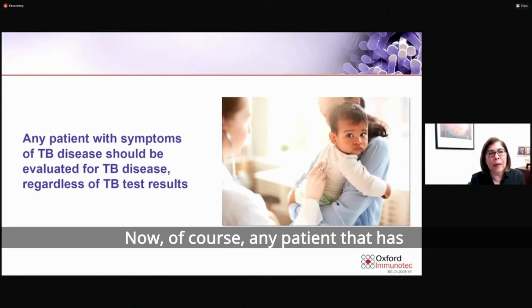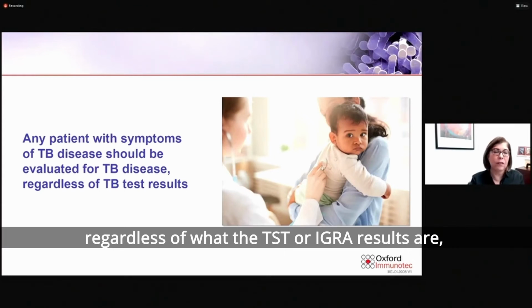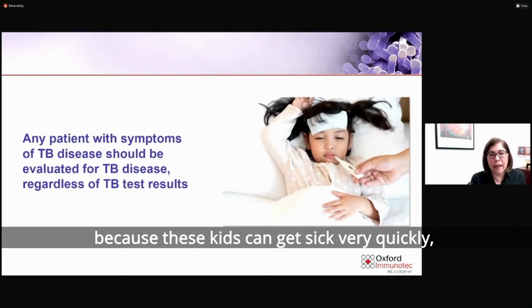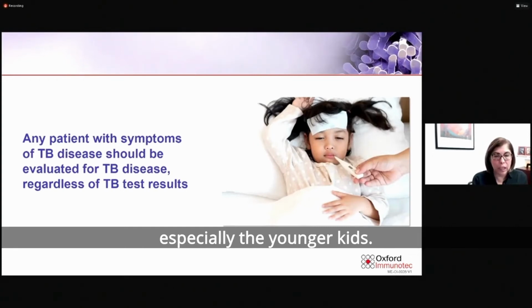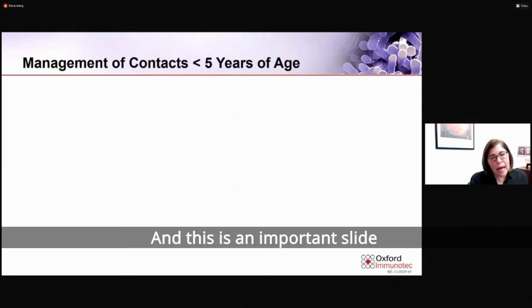Now, of course, any patient that has symptoms of TB disease should be evaluated immediately, regardless of what the TST or IGRA results are, because these kids can get sick very quickly and they can get severe disease, especially the younger kids. And this is an important slide because this is something that is frequently missed.